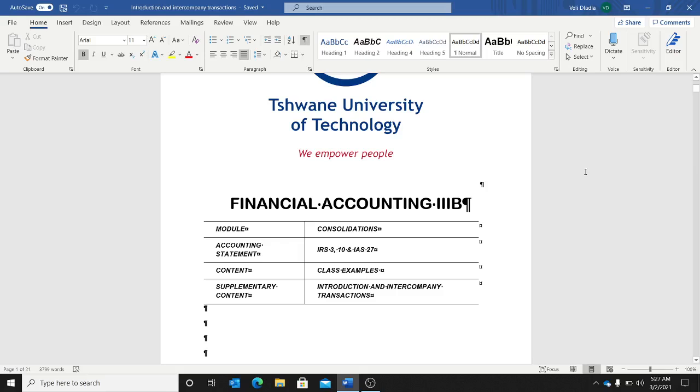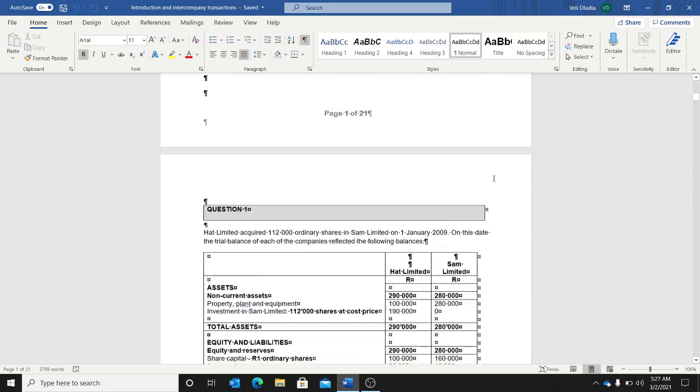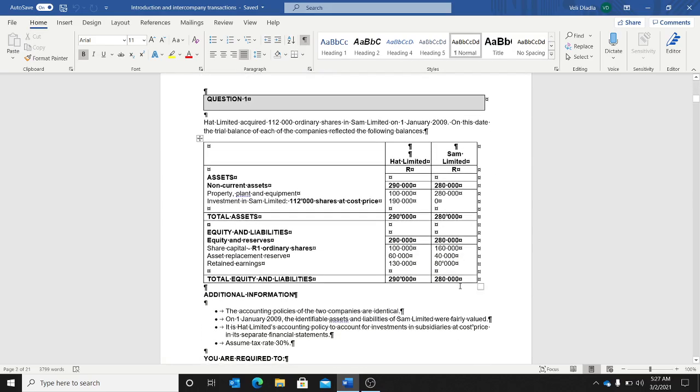Welcome back, students. Now, I want to explain to you the starting part in terms of consolidation at level 3, which is at acquisition. And after that, I will explain to you intercompany transactions. Now, when buying a company, you'll always have a date which you call an at acquisition date, meaning when you are buying the company. So you'll see here that HAT acquired 112 ordinary shares in SAM on this date. So this is the acquisition date, 1 January 2009.